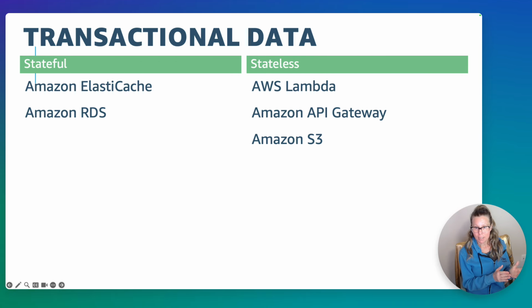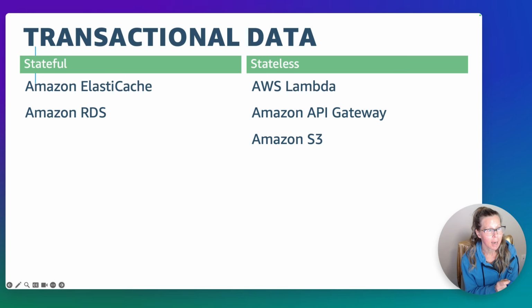Stateless data transactions do not store data or sessions and do not rely on the past state. And for stateless data transactions, we have AWS Lambda, Amazon API Gateway, and Amazon S3. Now, in our next video, we're going to cover more fundamentals, and we're going to talk about the second task statement from the exam guide in Domain 1, which is to transform and process data.